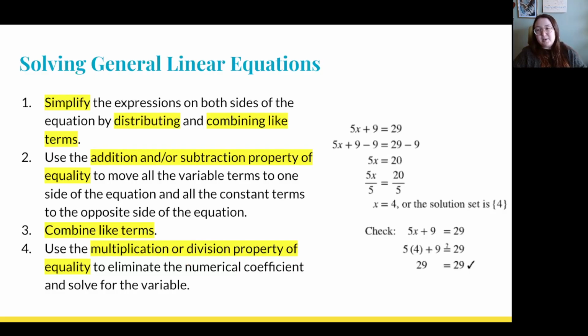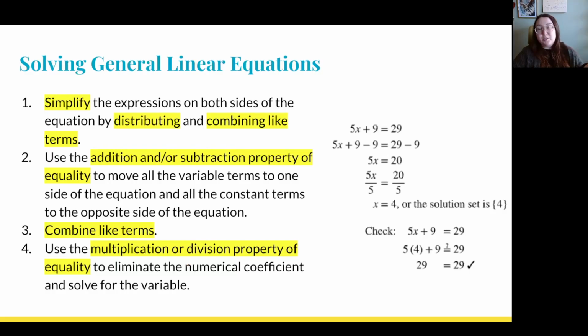We have 5x plus 9 equals 29. So both sides are simplified. There's no need to distribute or combine like terms, so step 1 is not needed. Step 2, you want to use addition or subtraction to move all of your non-x terms to one side and your x terms to another. So we already have 5x on the right-hand side, but let's go ahead and move that 9. So we'll move the 9 by subtracting 9 from both sides, which leaves us with 5x equals 20.